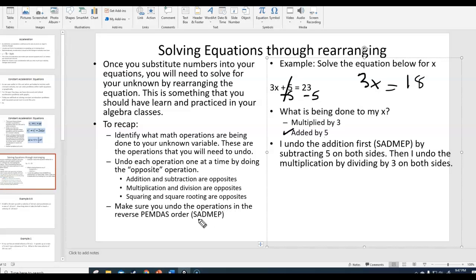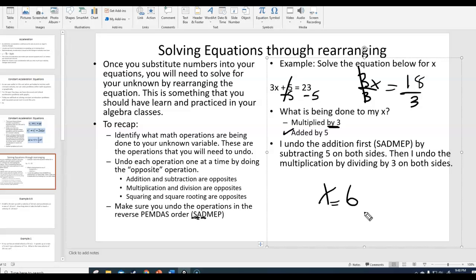Okay, there's nothing I can add. I subtracted already, there's nothing I can add, but there is something I can divide because division is the opposite of multiplication. So if I am multiplying by 3, this tells me what I need to divide by. I need to divide by 3. And if I do it to one side, I must do it to the other side. Okay, so x equals 18 divided by 3, which is 6.